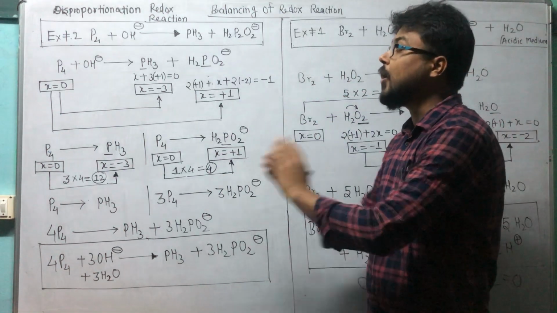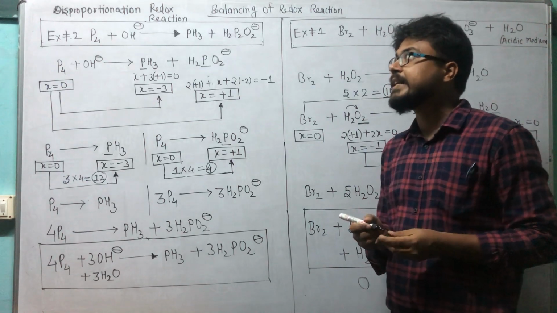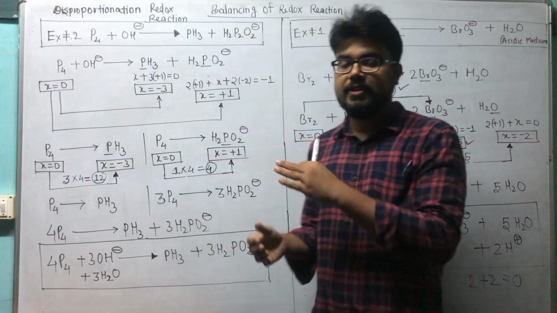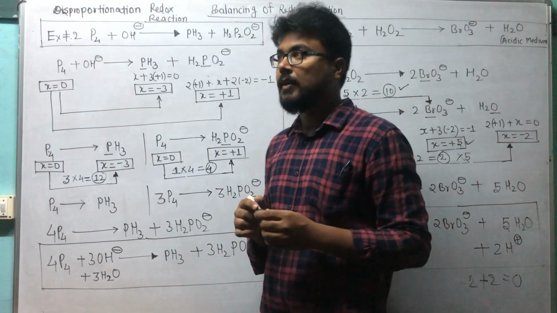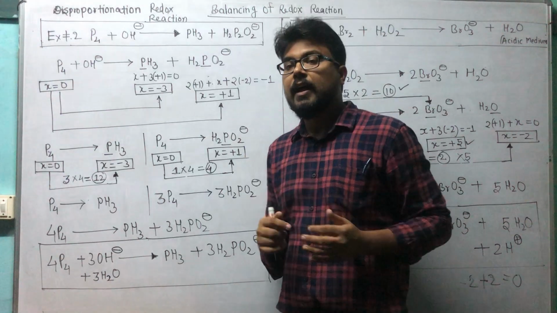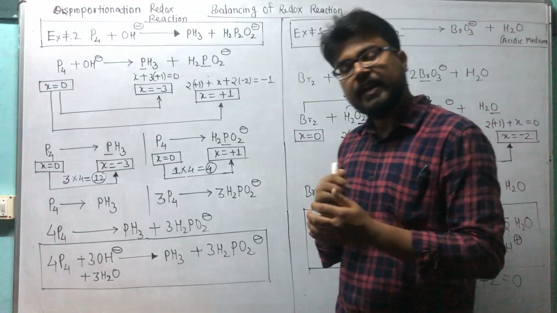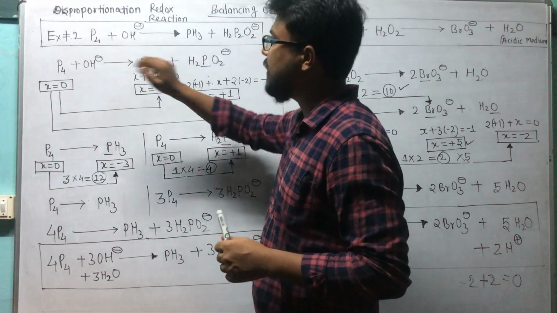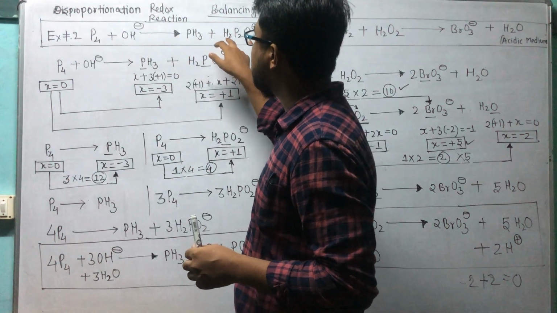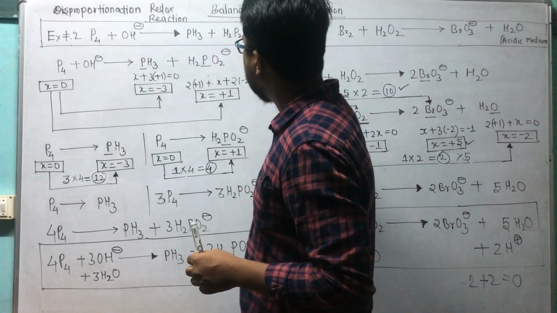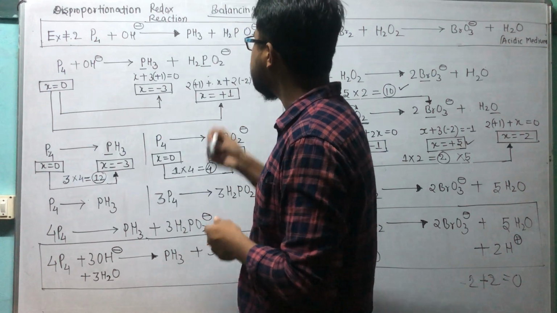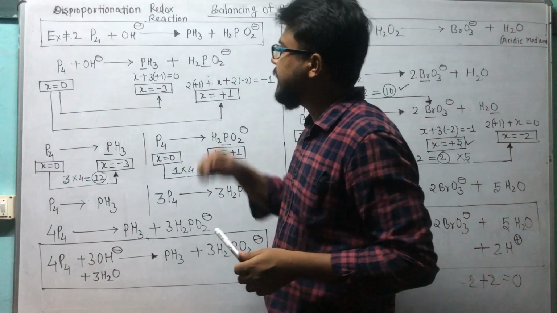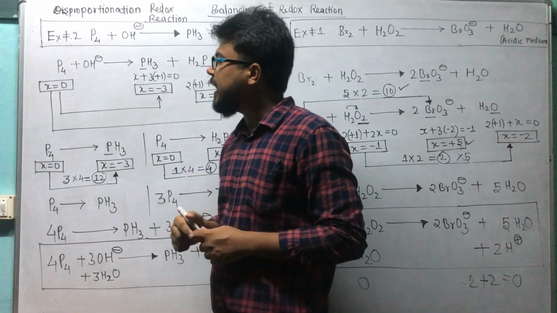Now we can check. It can be a problem for all of us, how we can balance this disproportionation redox reaction. So students, I discussed in the starting of this lecture that a disproportionation redox reaction means such a type of redox reaction where the similar element is oxidizing and reducing. So I can write the equation as P4 plus OH- gives PH3 plus H2PO2-.